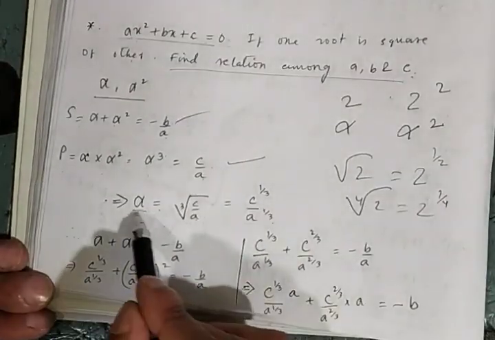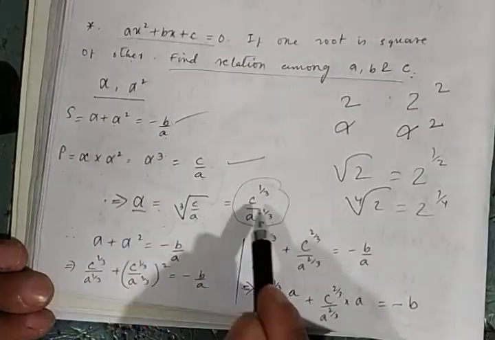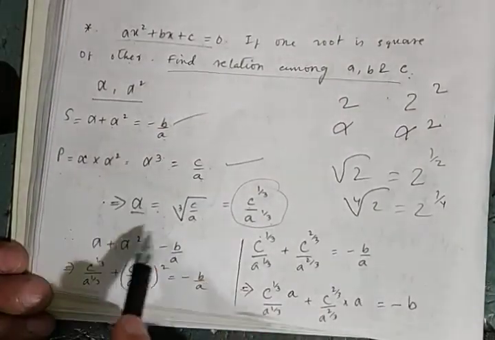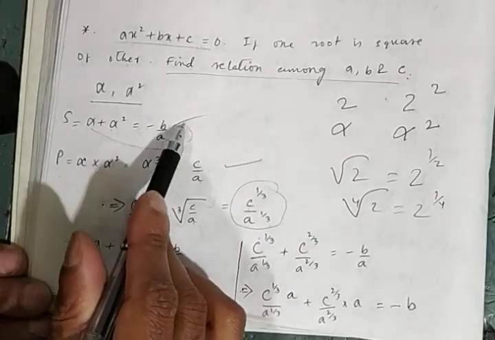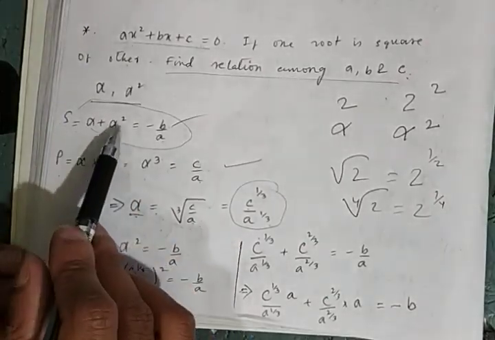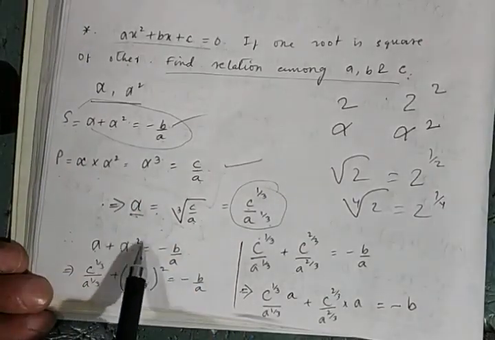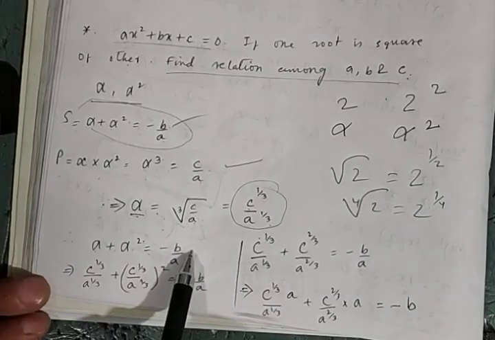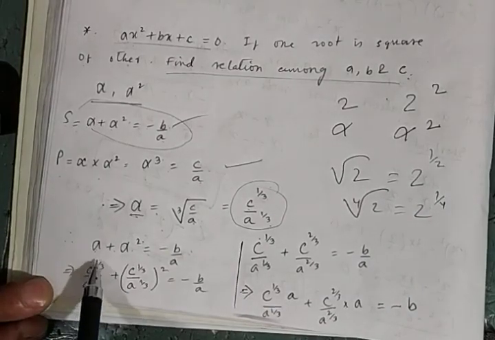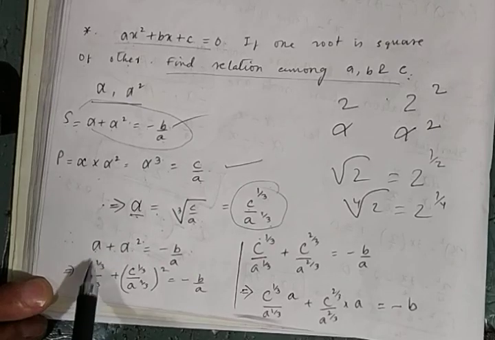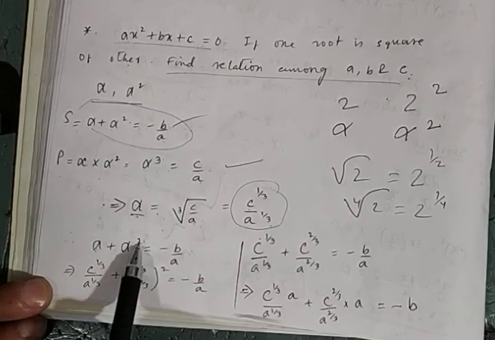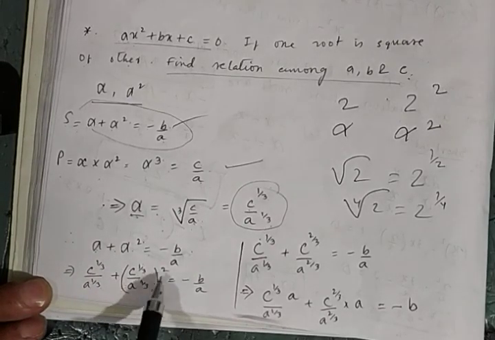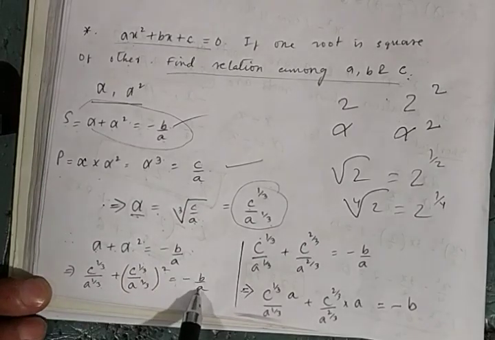Now I got the value of alpha. Check. Alpha is equal to this. Now this alpha value I'll put here. Alpha plus alpha square is equal to minus B by A. In place of alpha I'll put C to the power 1 by 3 divided by A to the power 1 by 3. Alpha square is C to the 1 by 3, A to the 1 by 3, whole square, is equal to this.